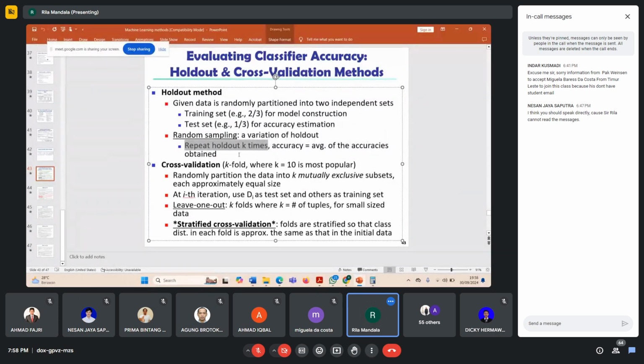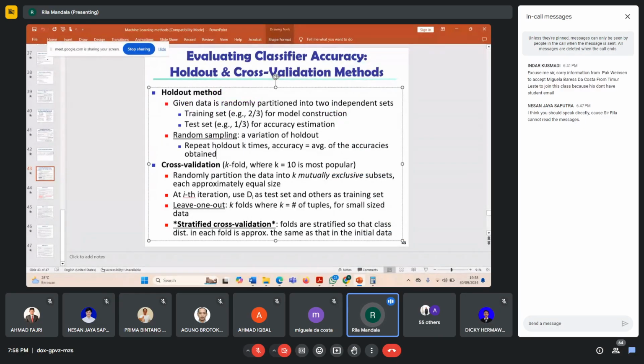Understand? After the second experiment, you do the third experiment, again randomly choosing. If it is randomly chosen, it is impossible to have exactly the same training data and testing data, unless it is not random. If it is similar, it is not random.